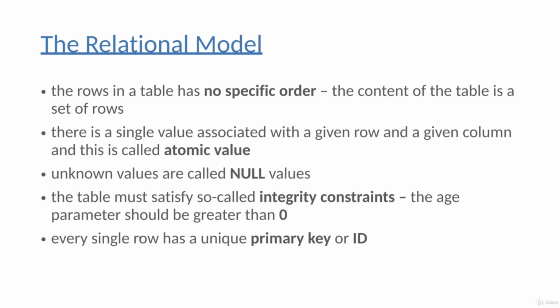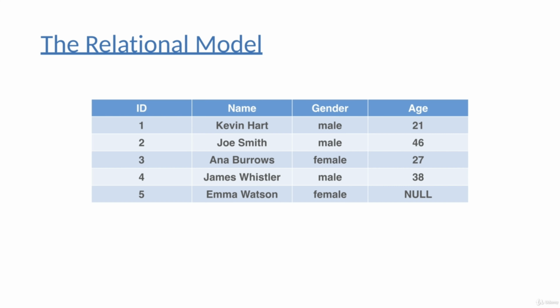And of course, every single row has a unique primary key or ID. This is what we have been talking about: every single row is identified by a unique integer, the so-called primary key. We are going to talk about these concepts on a one-by-one basis. I just wanted to point out the fundamental basics of the relational model.